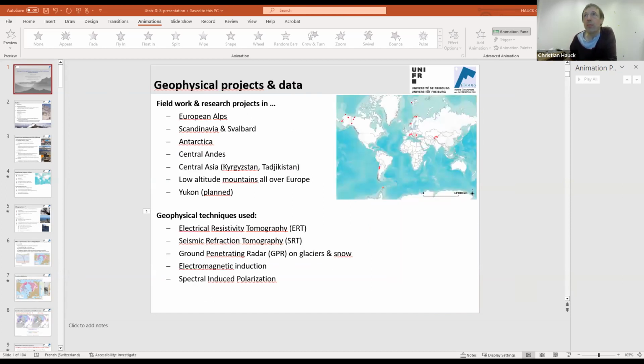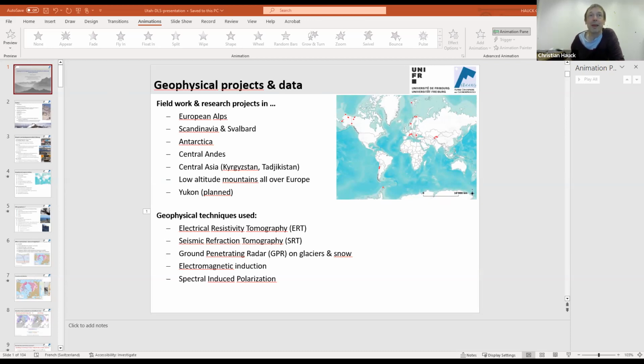Where do we work? As I said, one main region is Europe, for obvious reasons, and there we cover a transect from the Arctic to the Alps, and also recently in Central Asia and in the Andes. There are some dots here which are not ours. They are from this database which we are initiating in resistivity, but we have some measurements in Yukon planned as well. But so far we have done nothing in North America, unfortunately.